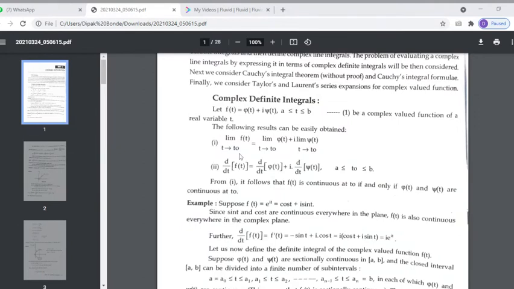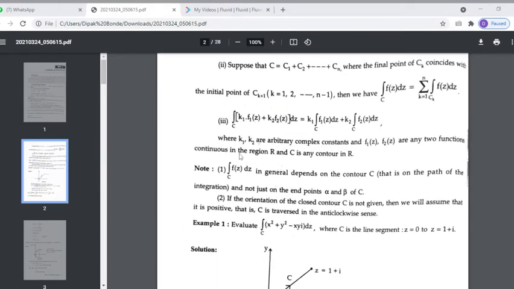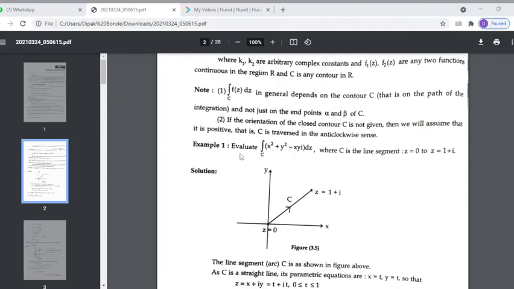Now it turns towards the examples. This is the first example. Evaluate the integration over C of x square plus y square minus ixy dz, where C is the line segment from z is equal to 0 to z is equal to 1 plus I. Okay, now we have to take the integration over C, where C is a line from z is equal to 0 to z is equal to 1.